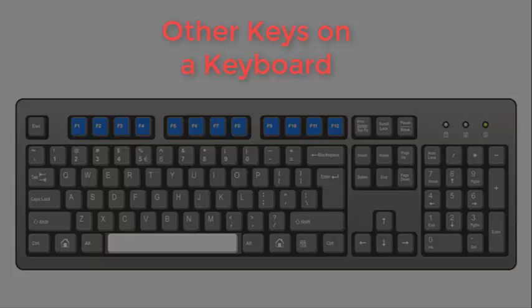Spacebar. Used to enter a blank space between words and sentences when typing text. Backspace. This key will remove the character to the left of the cursor. Delete key. Pressing this key will remove the character to the right of the cursor when pressed.